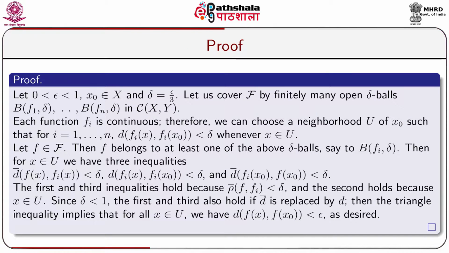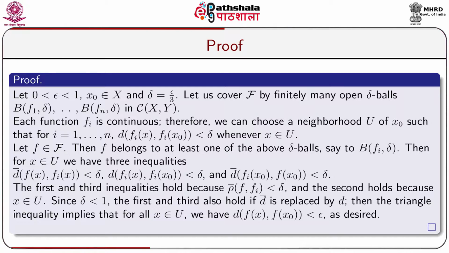To prove this, let us consider script F to be totally bounded and epsilon be a positive real number which is strictly less than 1. Let us choose some x naught in capital X. So, to prove script F is equicontinuous, we have to find an open set containing x naught such that for any f in script F and any x in that open set U, we have that the distance of f(x) from f(x naught) is less than epsilon.